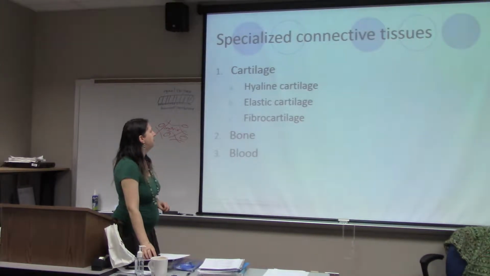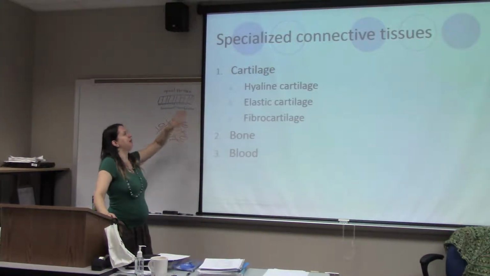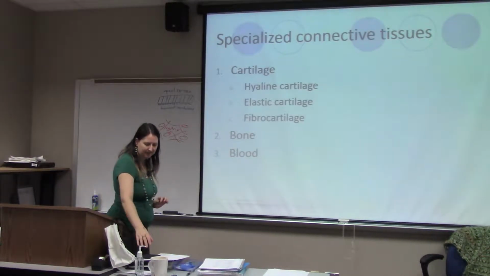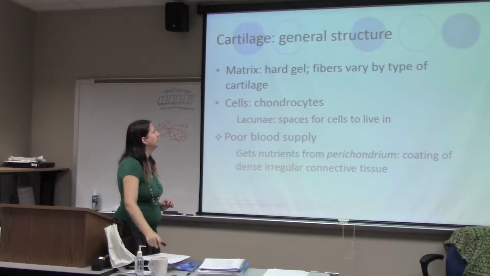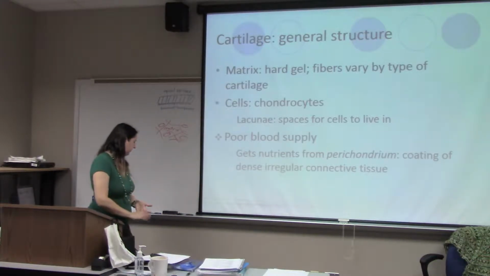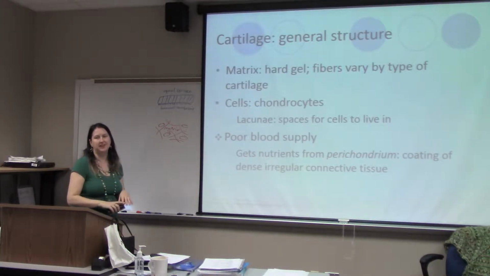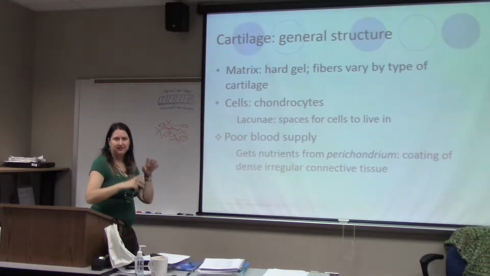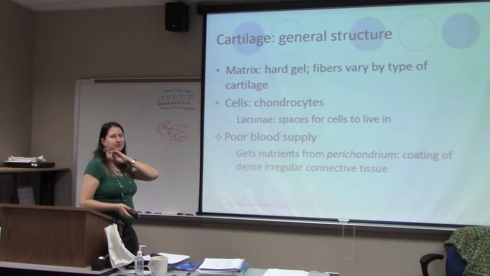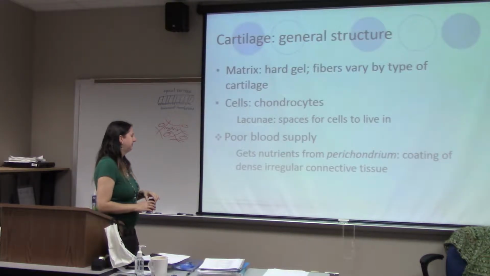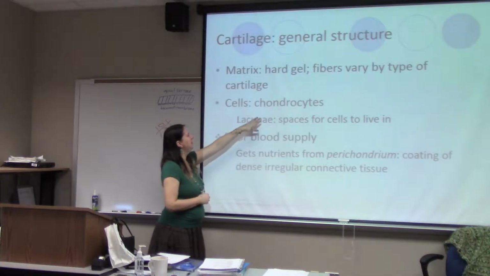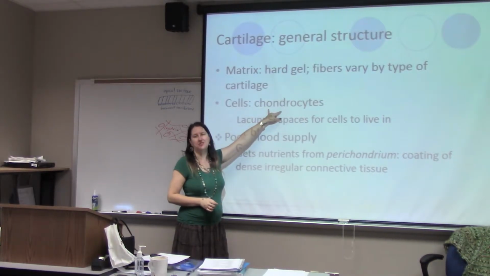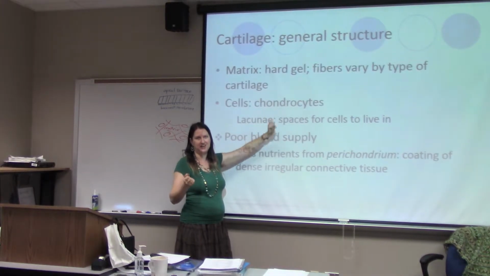Okay. Our specialized connective tissues, we have 3 types: cartilage, bone, and blood. Cartilage, the general structure is a hard gel matrix, and differences in the fibers determine which type of cartilage it is. The cells get a special name called chondrocytes. Chondro is cartilage, so they're just called cartilage cells.